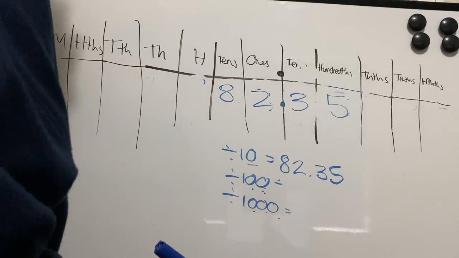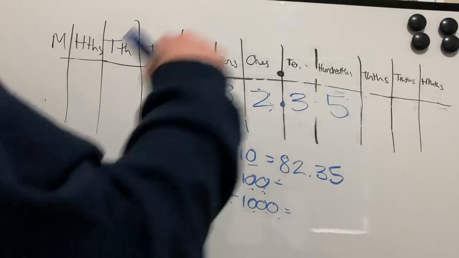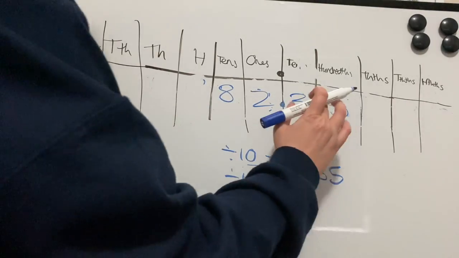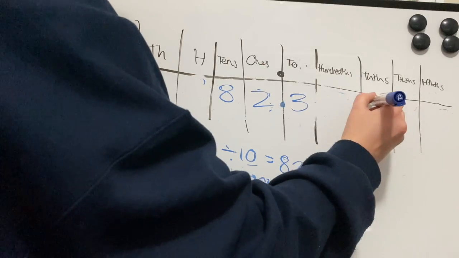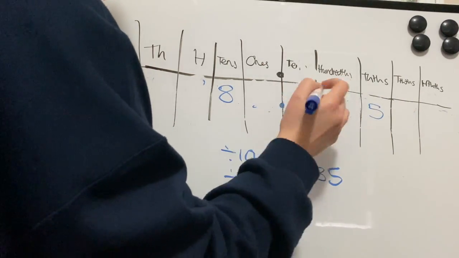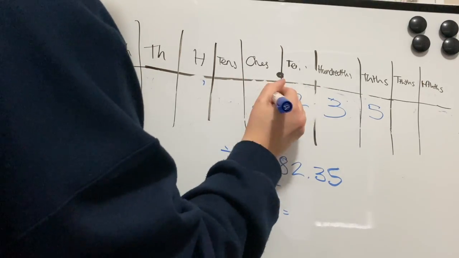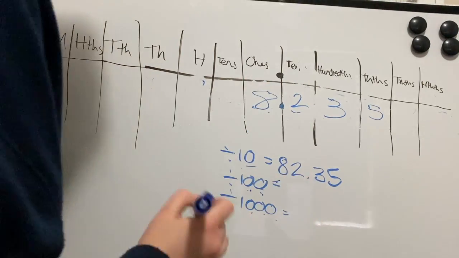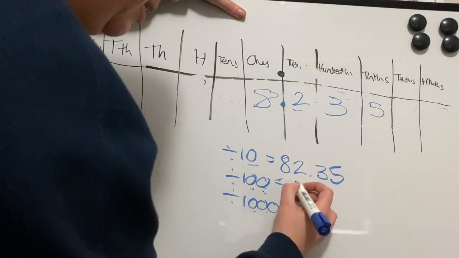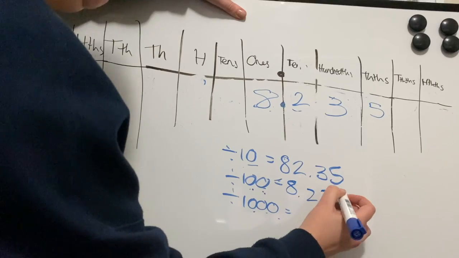Then if we were going to divide it by 100, each one needs to move an extra 1 because we've already moved 1. There are 2 zeros. We should have moved 2, but we're just going to move an extra 1 down because I feel like this is going to fall down any second now. This is Patrick's dodgy handiwork. If I've divided my original number by 100, I would end up with 8.235.